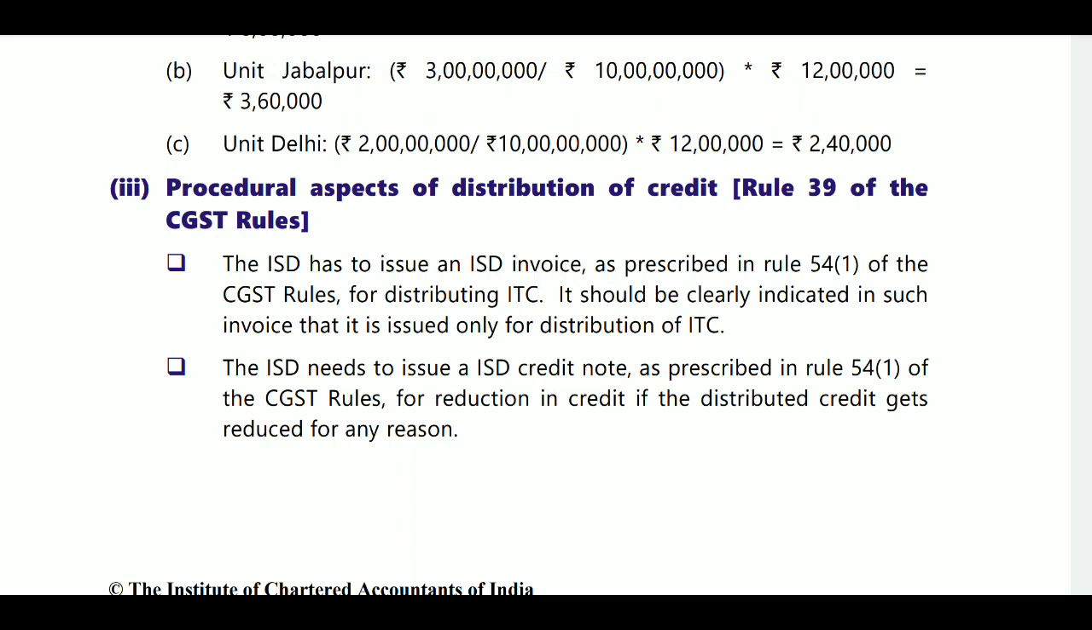Whenever any amount is distributed, it must be accompanied by an invoice. It should be clearly indicated in such invoice that it has been issued only for distribution of ITC. Next, the ISD needs to issue an ISD credit note, as prescribed in Rule 54 of CGST Rules, for reduction in credit, if the distributed credit is reduced for any reason.